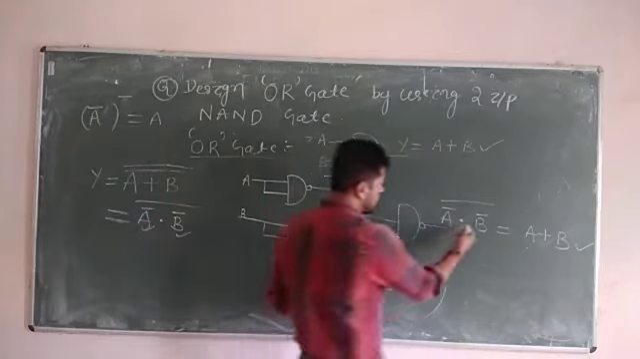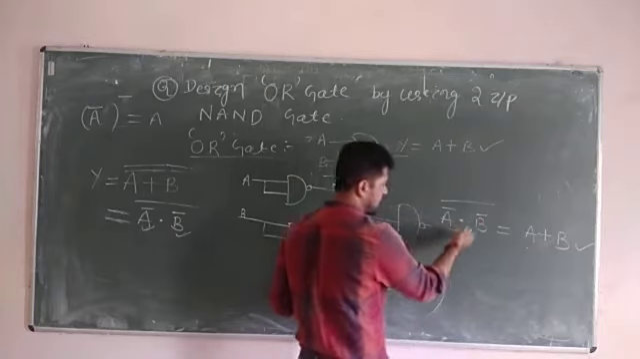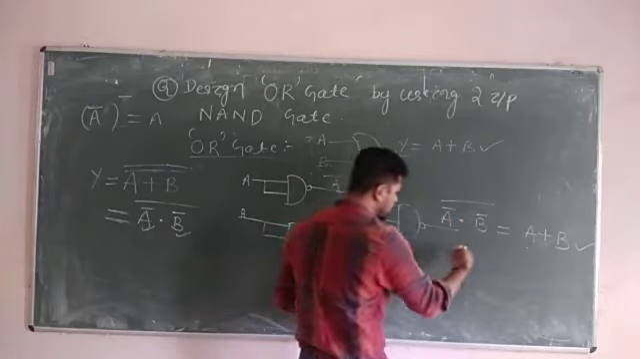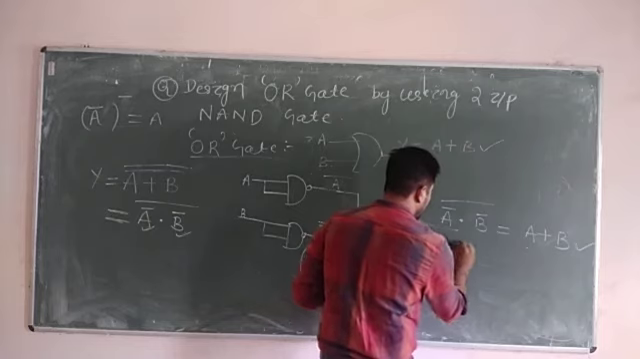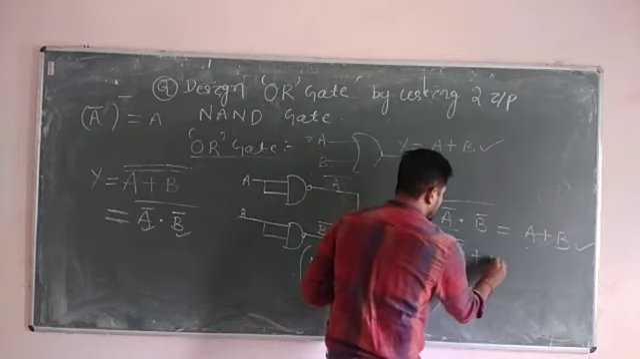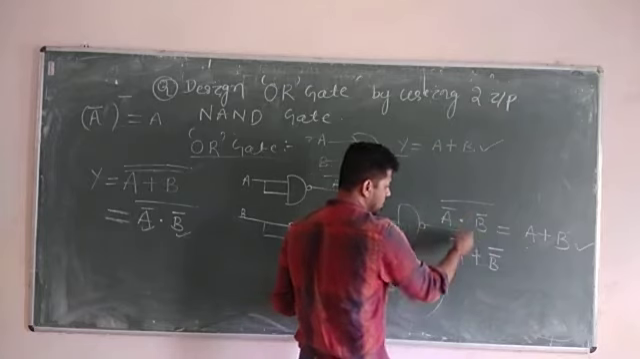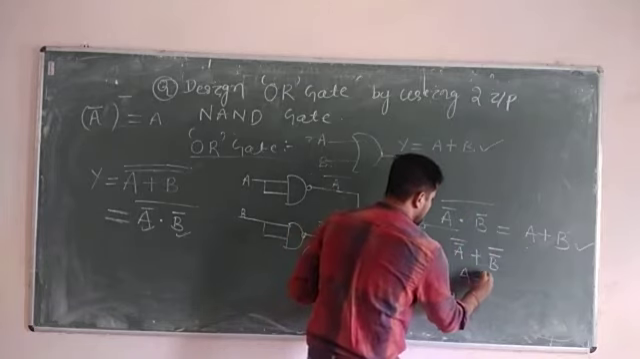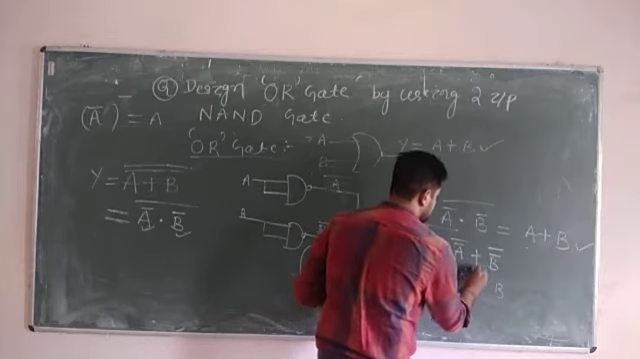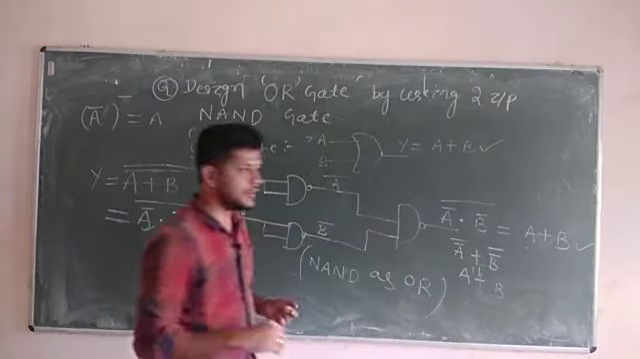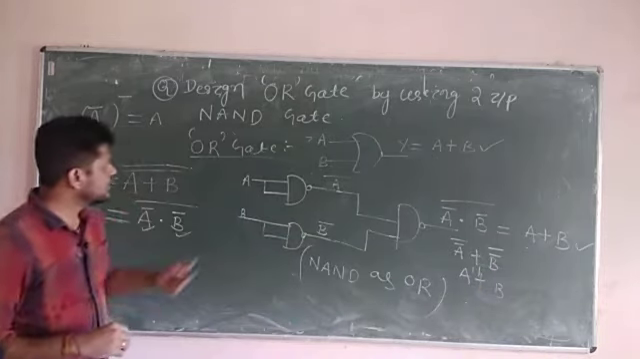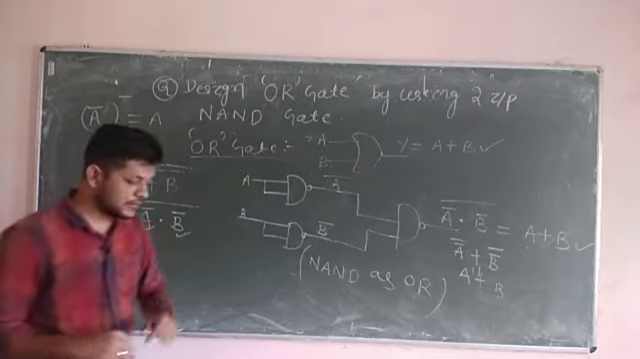So how to prove this? You can also prove it here by applying De Morgan's law, that is A bar whole bar or B bar whole bar. So A bar bar, that is A complement, is always equal to A or B. So in this way we can implement your OR gate by using NAND gate.